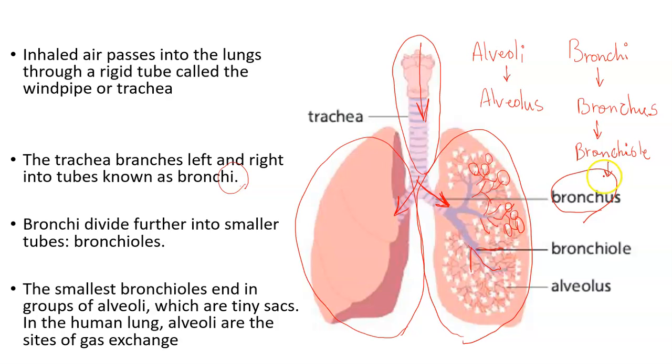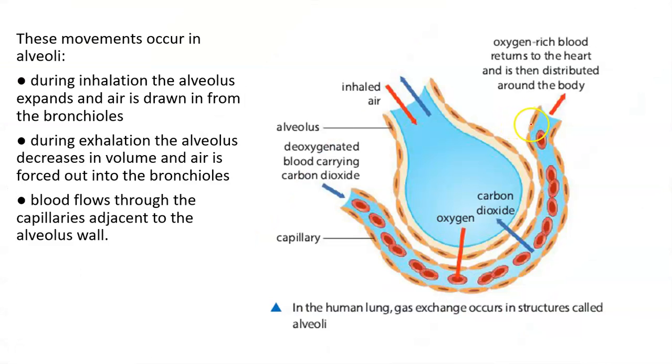So you can start from the trachea, then bronchi, bronchus, bronchiole, and then alveoli, alveolus. And at the surface of the alveolus, the gas exchange will happen. So these movements occur in the alveoli.